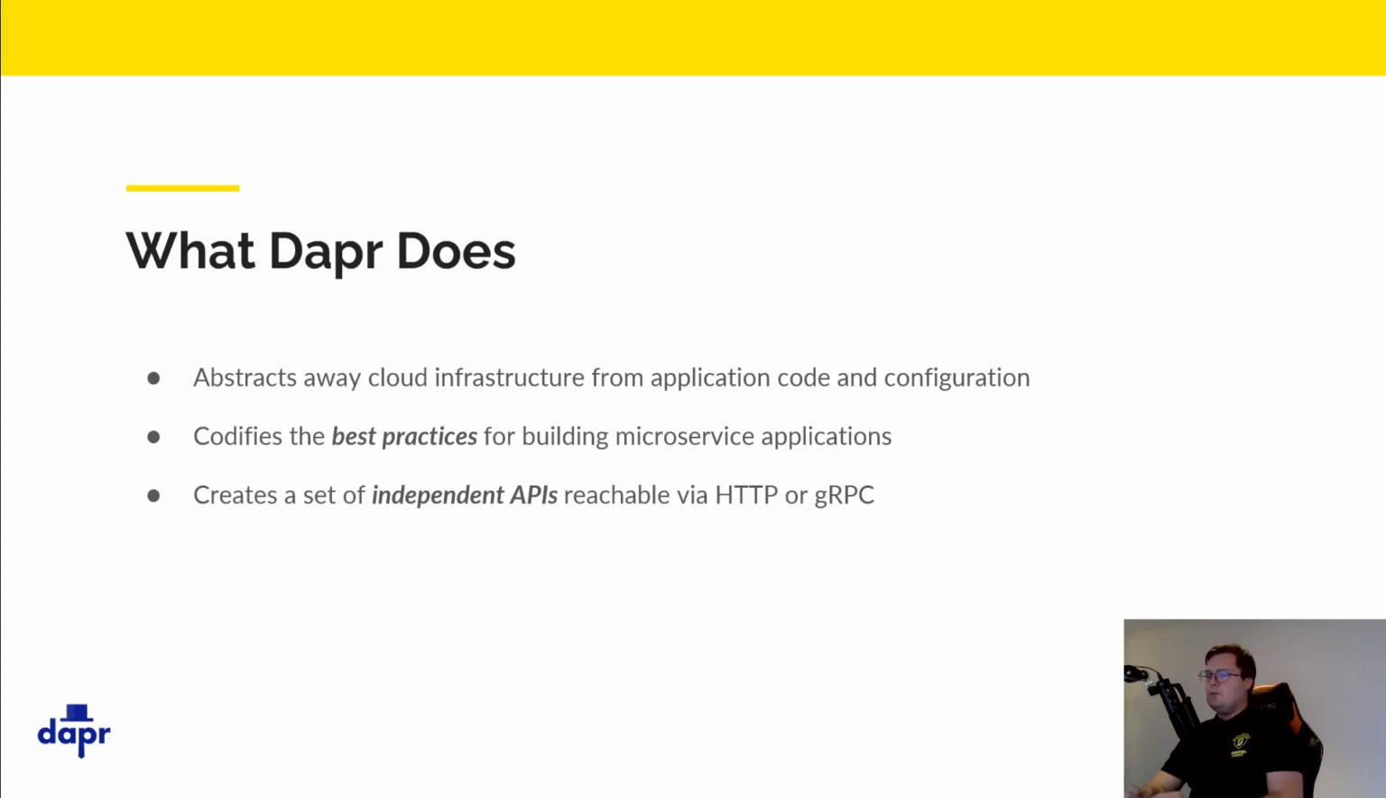So, all well, but what does Dapr actually do then? Basically, Dapr abstracts away all cloud infrastructure from your application code and configuration. So you literally can change your infrastructure without touching any application code. It codifies the best practices for building microservice applications through providing a whole variety of building blocks. And it creates a set of independent APIs, which are either reachable over HTTP or gRPC, to interact with those building blocks.